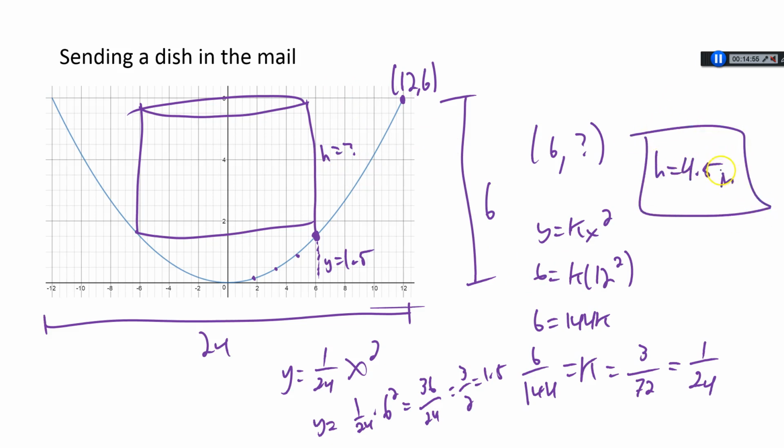That's kind of a tough problem, and it really banks on you knowing the relationship between the x and y coordinates on a parabola. Okay, a little bit tricky. Might have to take a look at that one again.